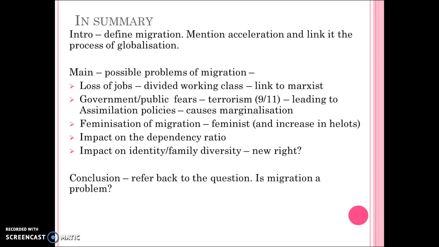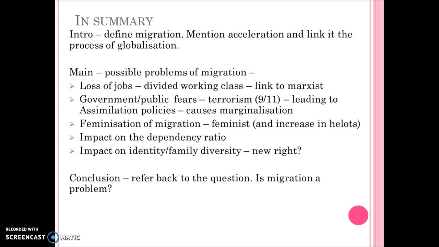Okay. Another point that you could make about problems is the feminisation of migration. So feminists would argue that it is the movement of females filling service occupations which employ women, female labour, which tends to be cheaper, fitting in terms of female jobs.